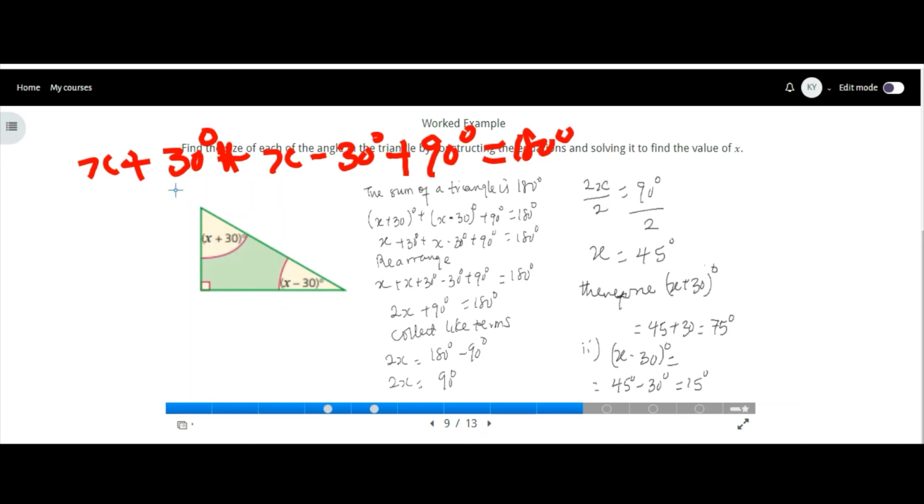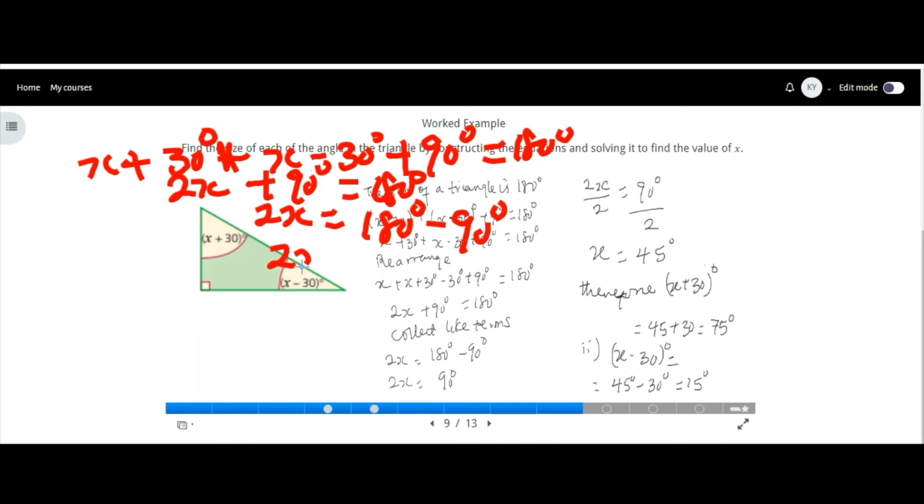Now x plus x, that is 2x, plus 30 minus 30, that is 0. Now plus, we have our 90 degrees here equals 180. If we are to collect the like terms here, plus 90 degrees and 180, they look alike, so we are bringing them together. Plus 90 crossing the other side changes to minus 90. So we have 2x equals 180 degrees minus 90. 180 degrees minus 90 is what? That is 90 degrees. Divide both sides by 2.